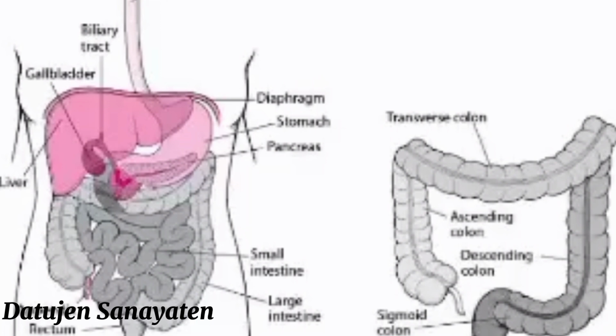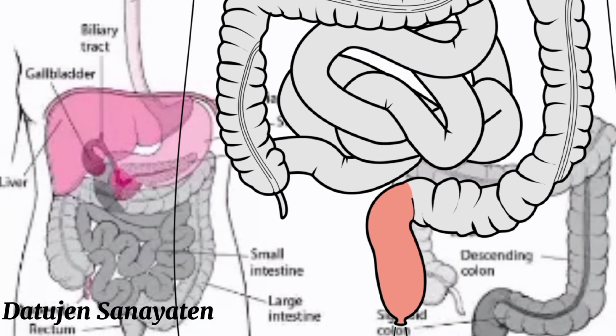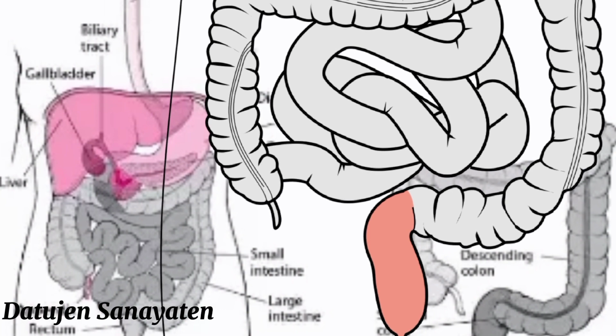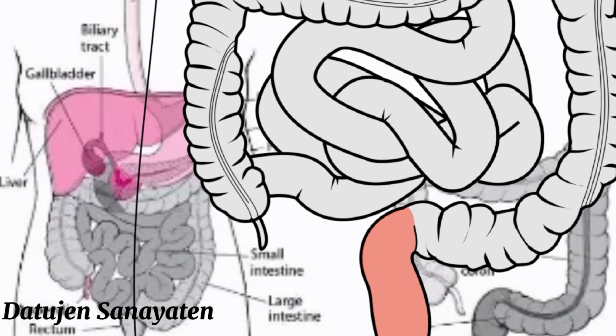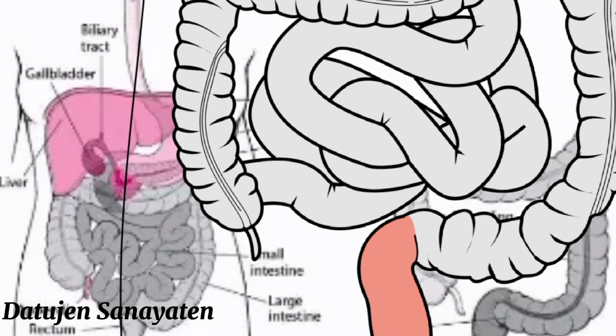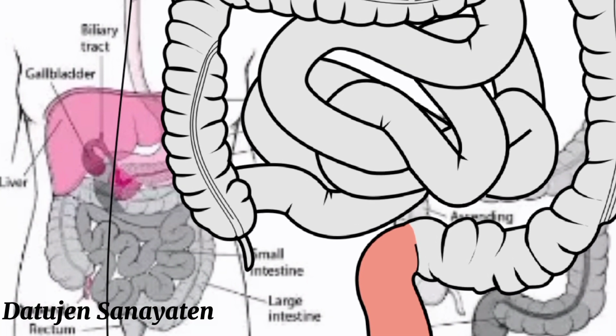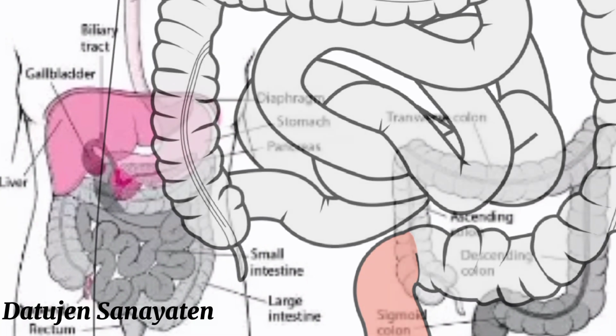Rectum. The rectum is a straight 8-inch chamber that connects the colon to the anus. The rectum's job is to receive stool from the colon, let you know that there is stool to be evacuated, and to hold the stool until evacuation happens.